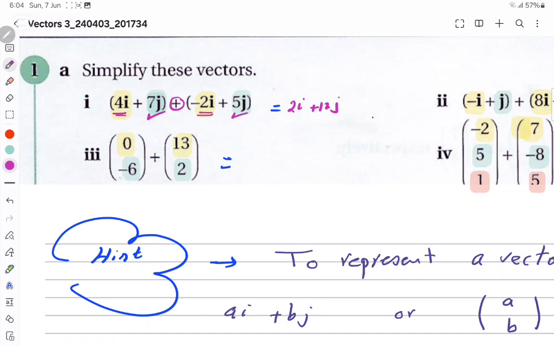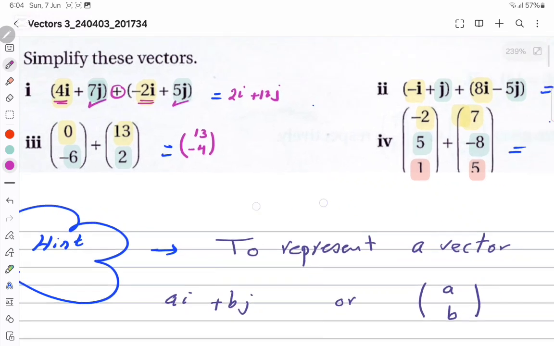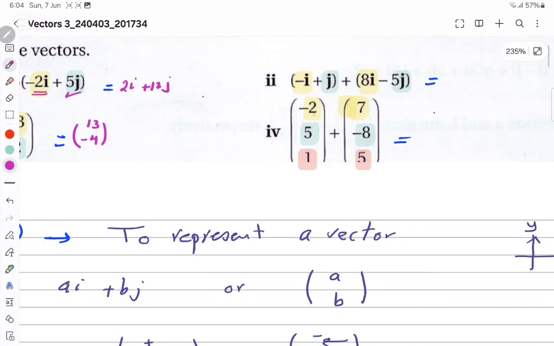Here it's coming in column vector. We just add 13 plus 0, it will be 13. Negative 6 plus 2, it will be negative 4 in column vector. Here we just add negative 2 plus 7, it will be 5. 5 plus negative 8, it will be negative 3. 1 plus 5, it will be 6, in the column vector.